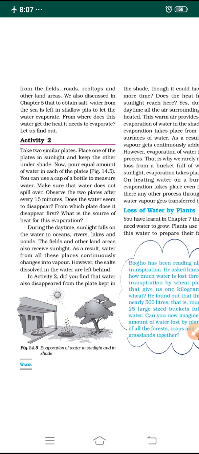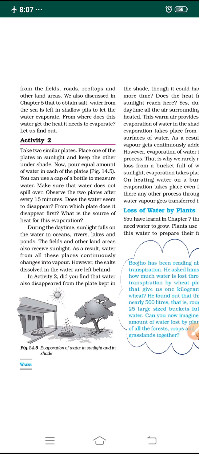What are we looking for? The water disappears from the plates. So from which plate does the water disappear first? That is the first question. The plate which is kept under the sun disappears faster and first. Okay, so from where does the heat for this evaporation process come?